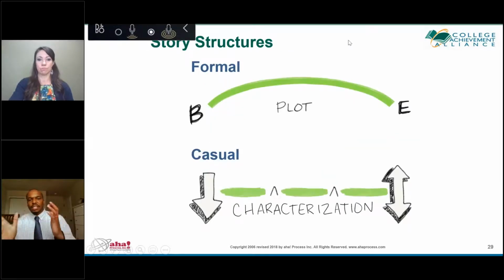So when we look at stories, exactly what I just talked about: casual goes up and down. There's a lot of different things, but formal is going from one clear destination point to the other. Okay.